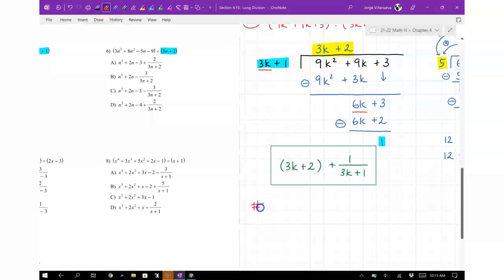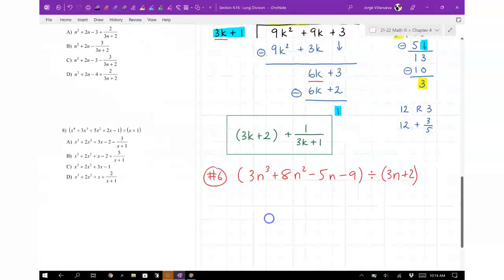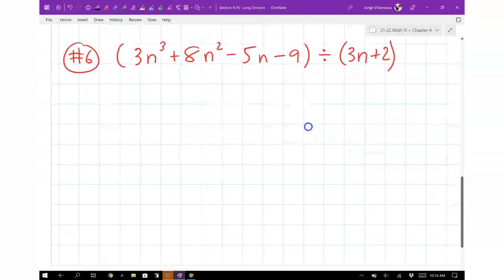So number 6, what is it? Right now I'll zoom in on it. I'm just trying to see the question so I can write it out. All right, so this is question number 6.